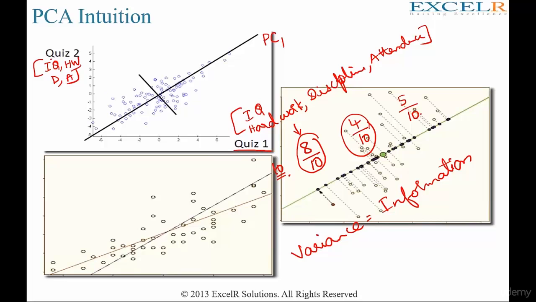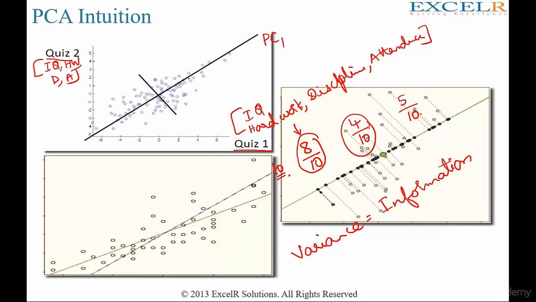And say for quiz 1 and quiz 2, there is some overlapping information. What is that overlapping information? Both of these capture IQ, hard work, discipline, attendance, and so on and so forth. So the idea here is, can we come up with a new axis altogether or a new dimension altogether which captures this overlapping information in a much better way so that there is no repetition of information? And that is what has given birth to principal components.